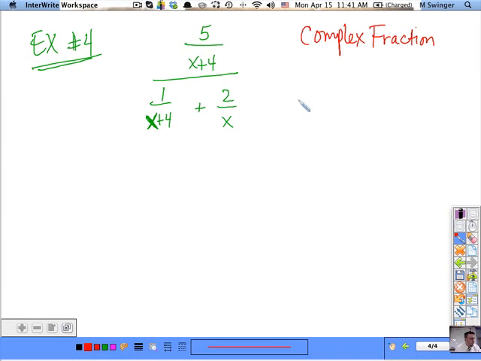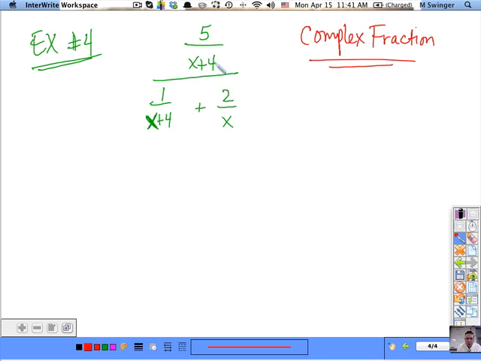Alright, example 4. Just basically end with this one, and it's just practice after that. It's just practicing the steps to each of these types of problems. So, the last one is complex fraction. How do you simplify this big complex fraction? Here's how you do it.